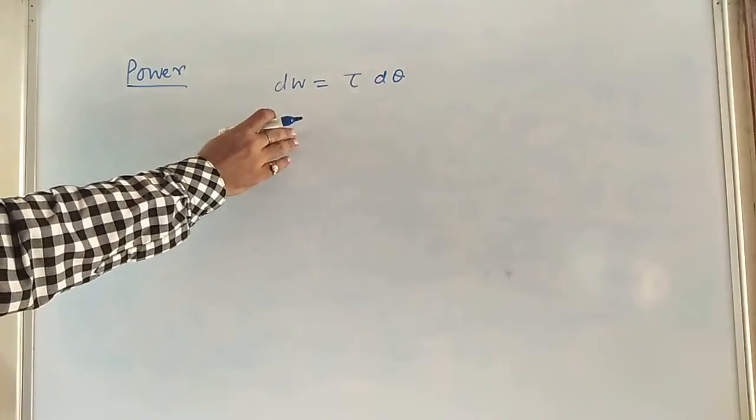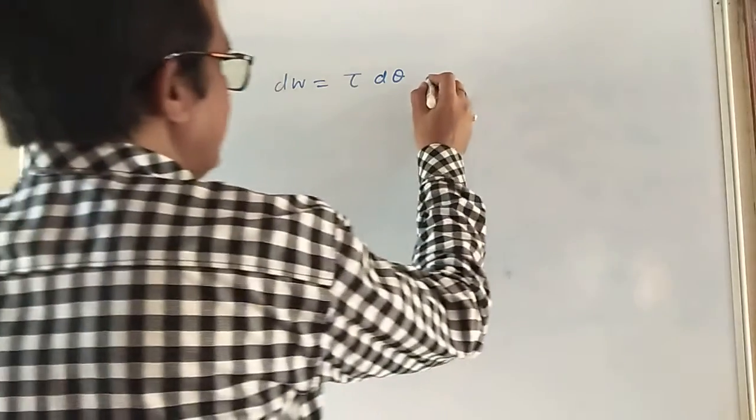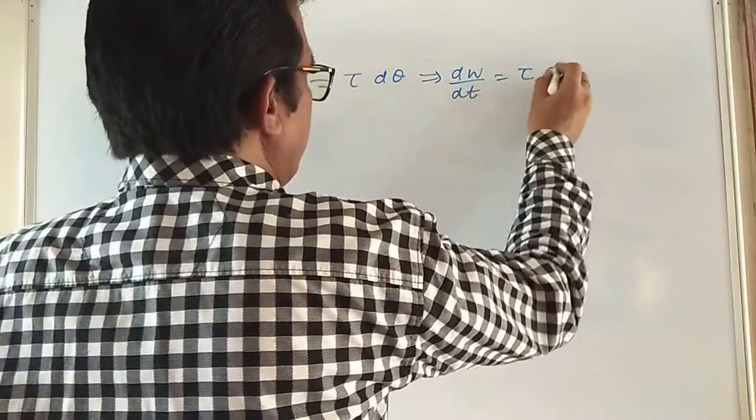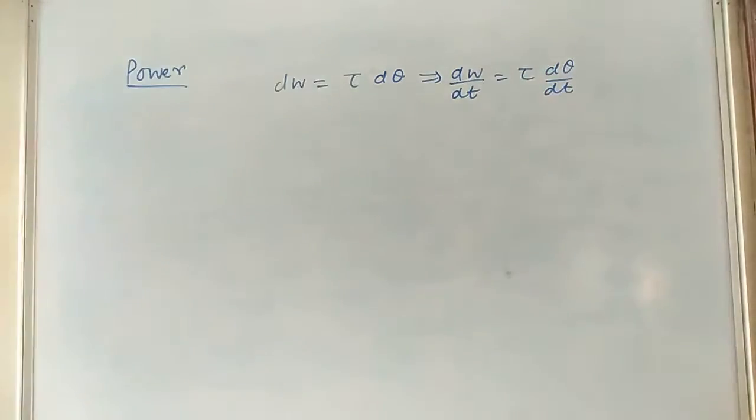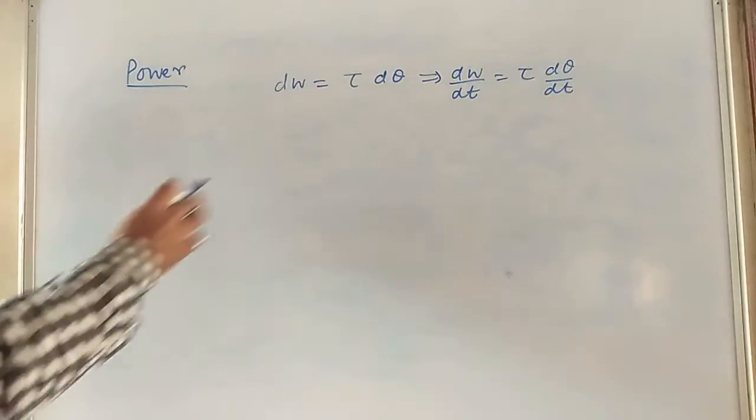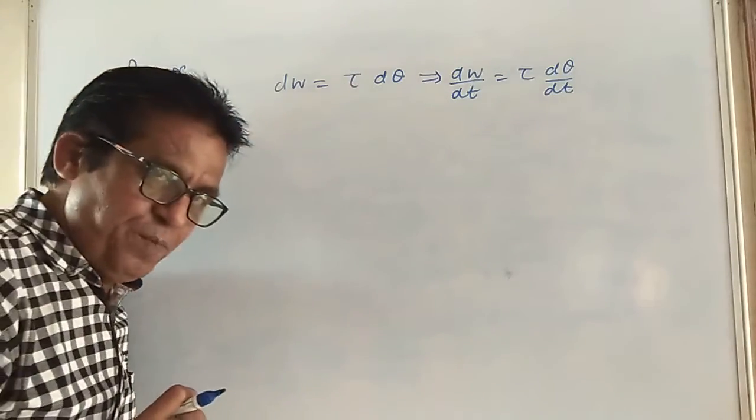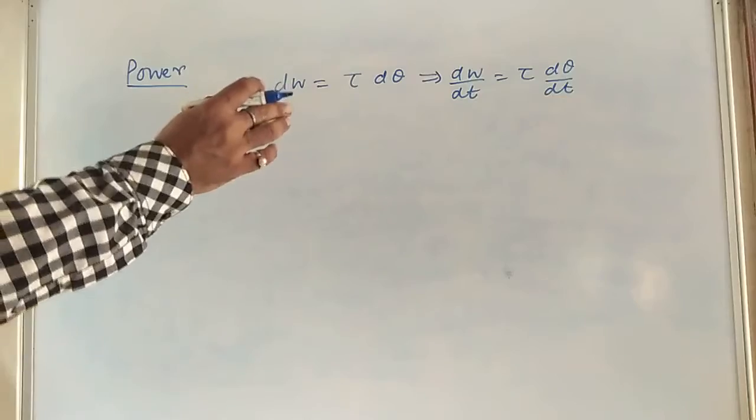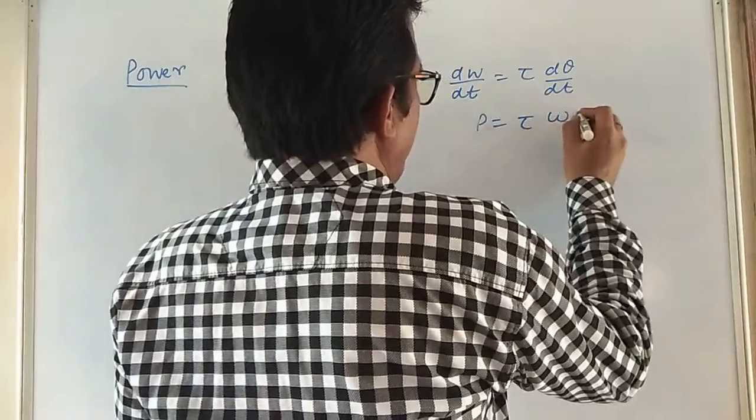If this work is done in a small time interval dt, then dividing both the sides by dt, dW by dt is equal to torque d theta by dt. Now, by the definition, dW by dt, that is the rate of doing work, is called power. I can write here that is power, and d theta by dt is angular velocity. I can write here this is P equals torque and omega.